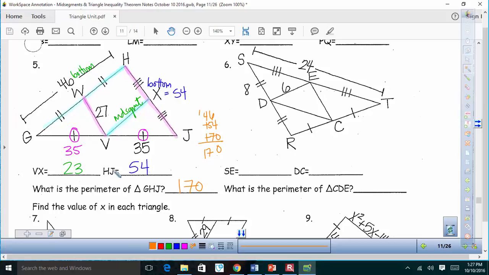Okay, does that make sense? It's a lot easier when you're able to turn your paper. I'm not really able to turn this, but if you'll turn your paper, the midsegments are easier to see. So let's look at 6.